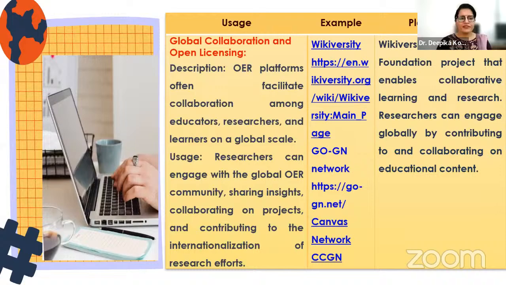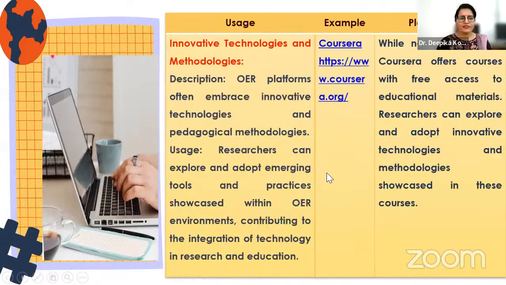For the GoGN network, you just need to qualify some criteria, like you have done your PhD or you have enrolled in a PhD. So it's a wonderful platform. The GoGN network is wonderful, because they organize international conferences every year, and it's free of cost. So we have Wikiversity, a Wikimedia Foundation project that enables collaborative learning and research. If I find the time, I'll show you the GoGN network also. I think I should show it to you because it's important.